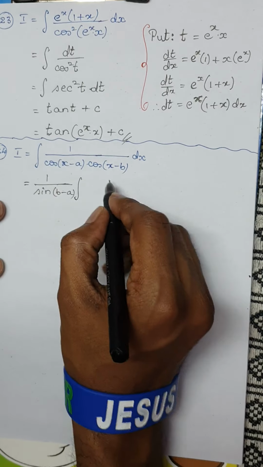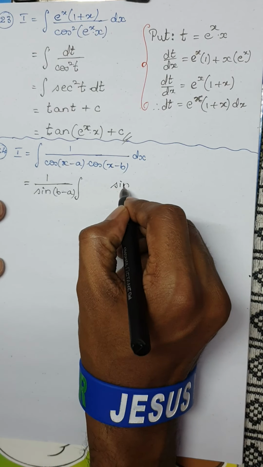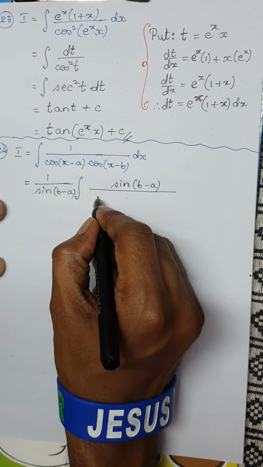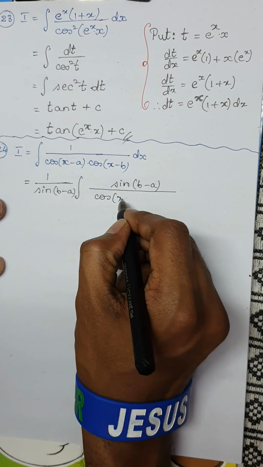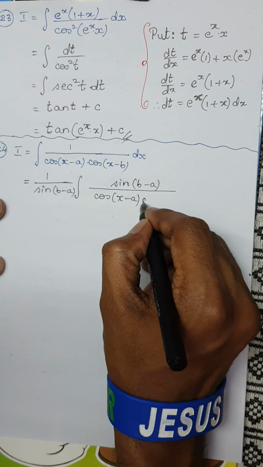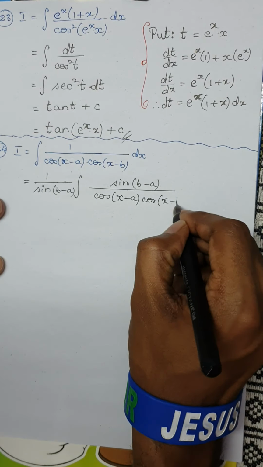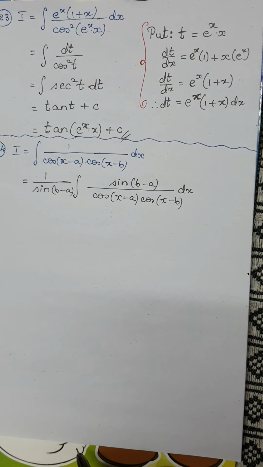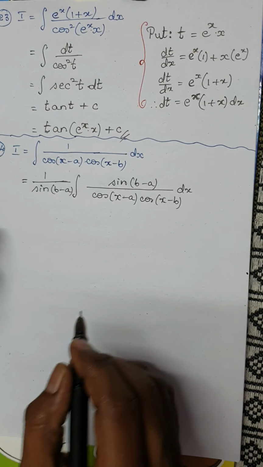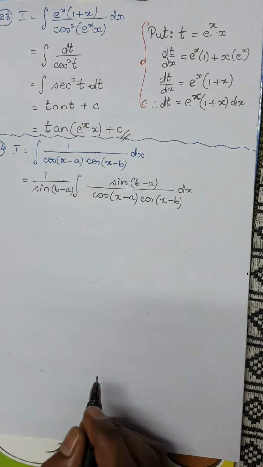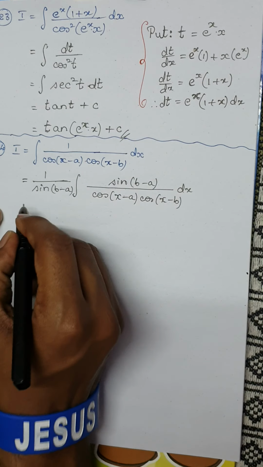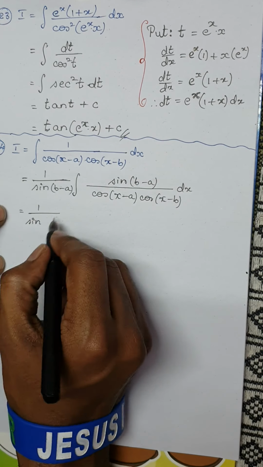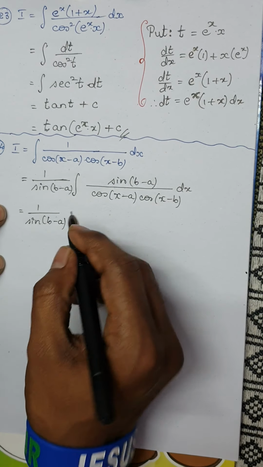So I'm dividing by sine of b minus a and multiplying by sine of b minus a. Divided by, see what happens, it is cos of x minus a into cos of x minus b dx. You might be wondering why I'm using this. This is the only simple way to solve the given question. So this is nothing but, keeping this constant as it is, 1 divided by sine of b minus a.